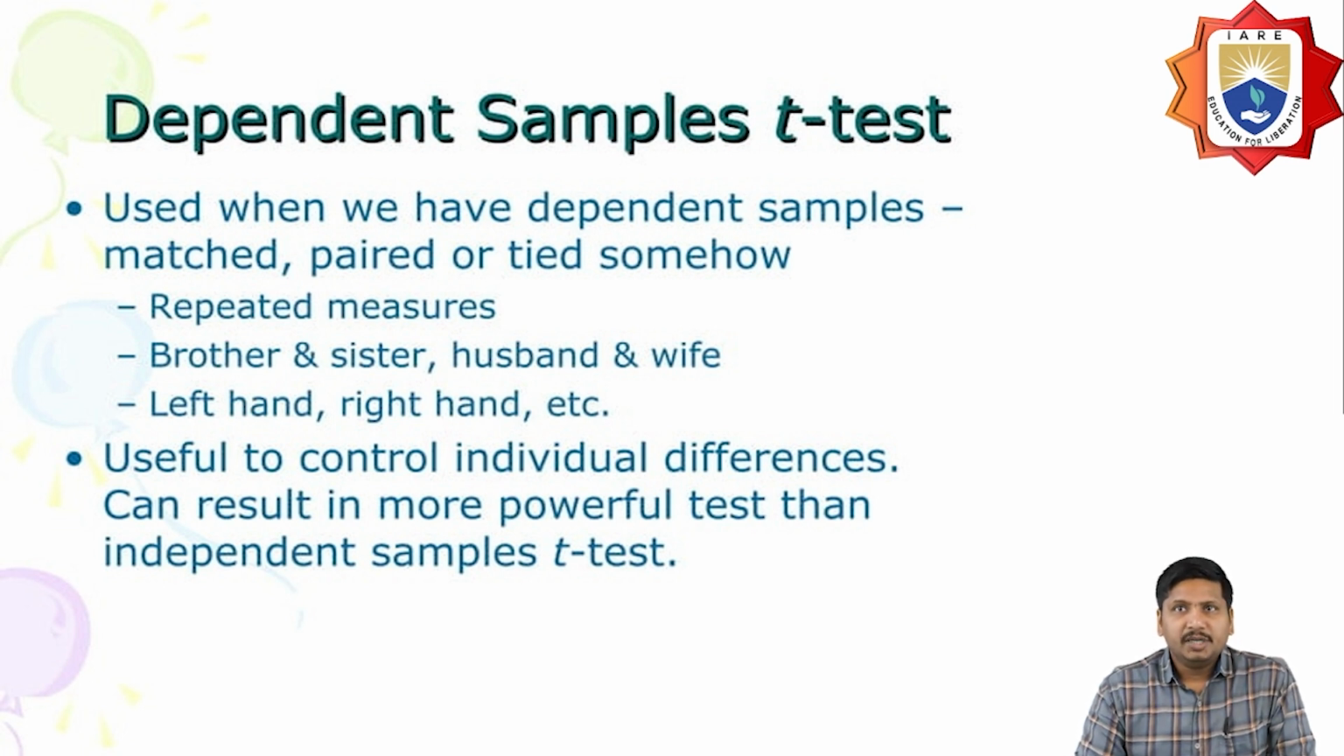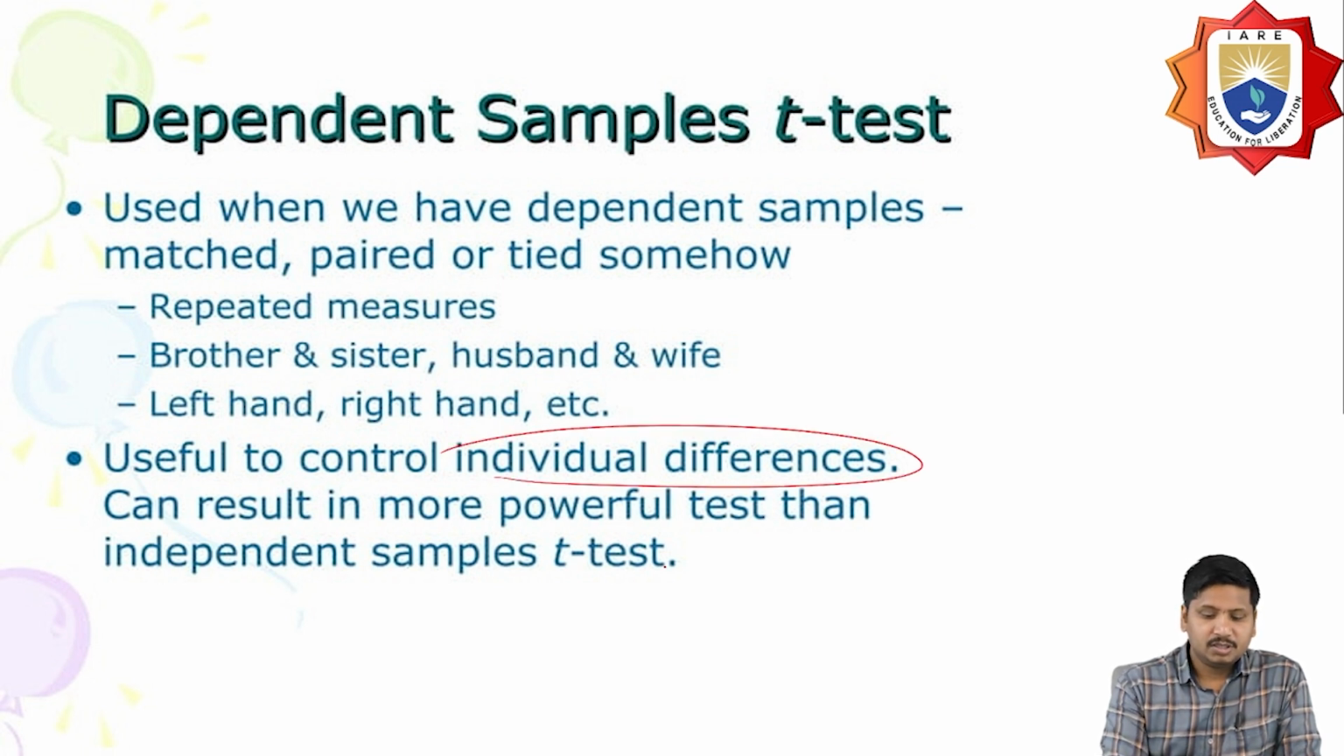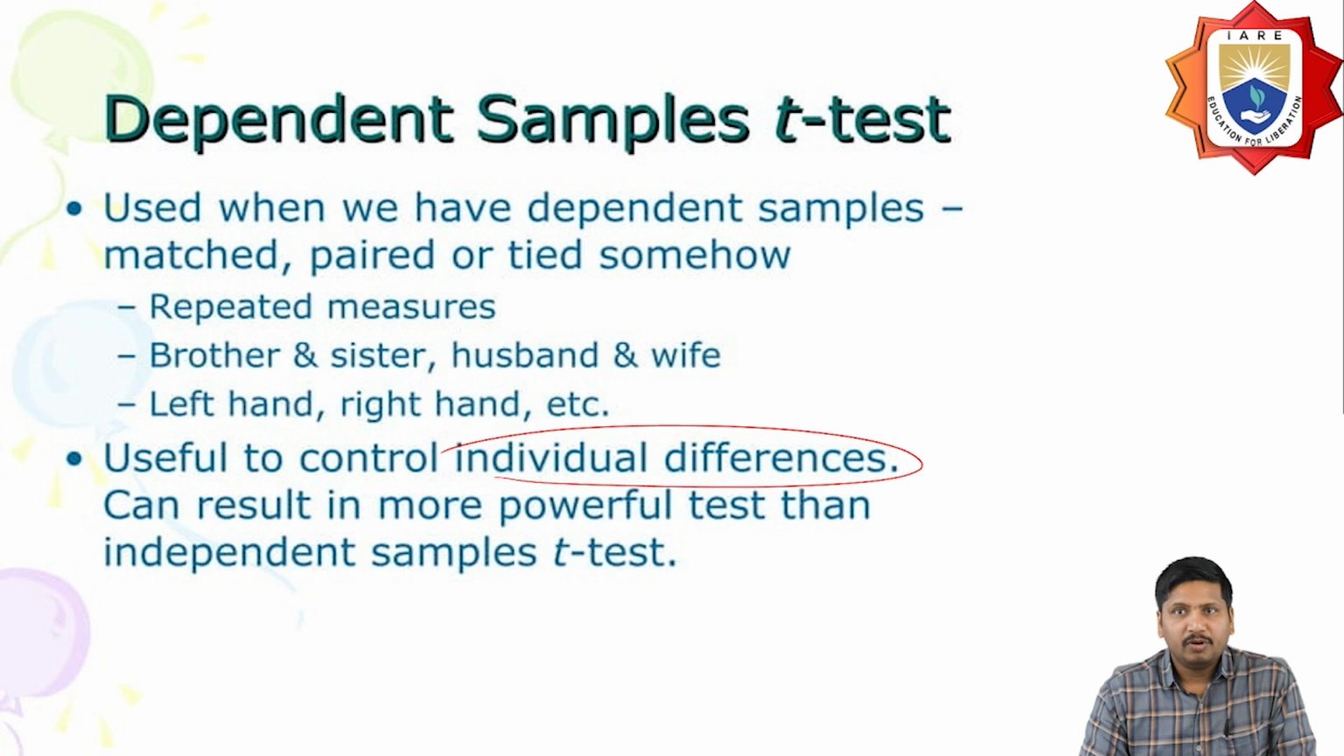Next is the dependent sample t-test. This is used whenever we have dependent samples that are matched, paired, or tied, like repeated measures, sister, husband and wife, left hand, right hand, etc. It is used to control individual differences and can result in a more powerful test than the independent sample test.